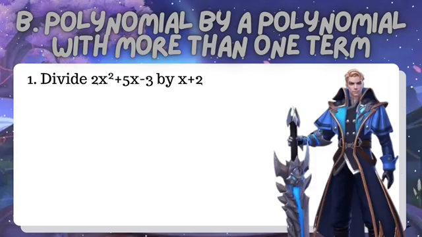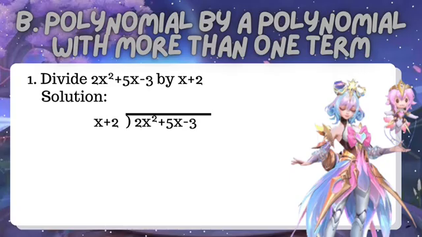Let's try to divide 2x squared plus 5x minus 3 by x plus 2. Think of it like long division with numbers. We are trying to figure out how many times x plus 2 fits into 2x squared plus 5x minus 3. First step is to set up the long division. Write the problem as a long division problem with the dividend 2x squared plus 5x minus 3 inside the division symbol and the divisor x plus 2 outside.